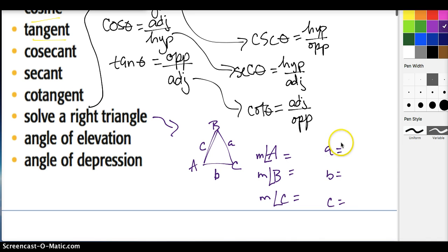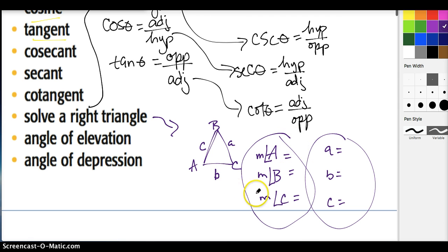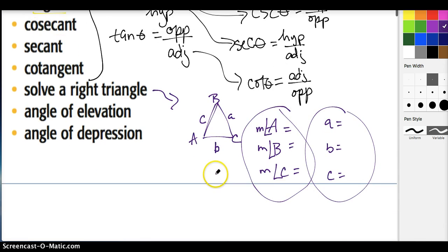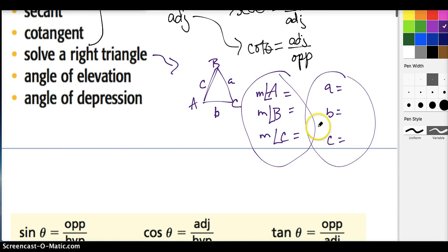You want to give me all of the side lengths, and you want to give me all of the measures of each of the angles of the triangle. So that's what it means to solve a triangle. And finally, when we talk about angles of elevation, this is something we talked about before in geometry.